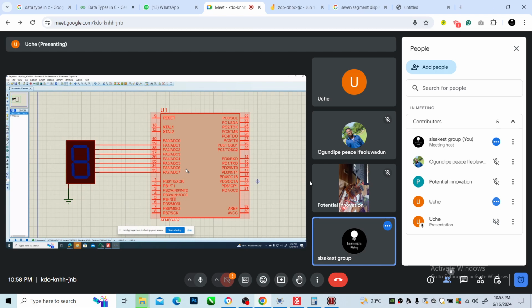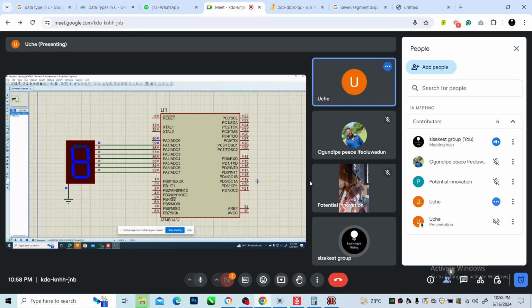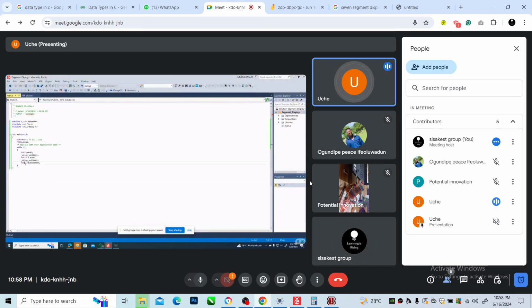Okay, let's play. That's it now. What is it showing? Is it the same thing, just repeated? Let me see the code again. It's turning it off and on again. It should turn off and display 1, not display 0 again.